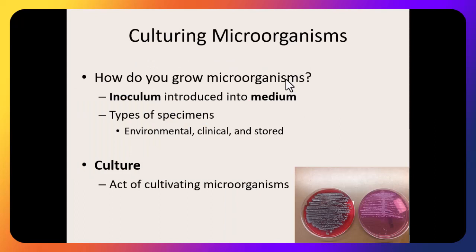So how do we grow microorganisms? Well, an inoculum, that's the term for an initial sample, is introduced into a medium, which is going to be some type of growth nutrient factor, whether it's a fluid or an agar. So we take some initial sample and put it into some nutrient-enriched media. Now, where that initial inoculum specimen comes from is one of three sources: environmental, clinical, and stored.